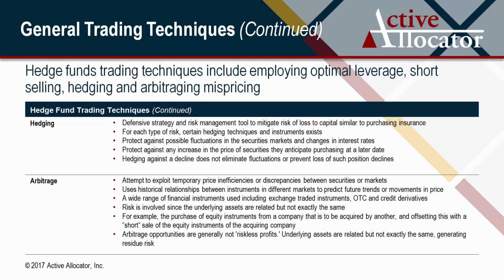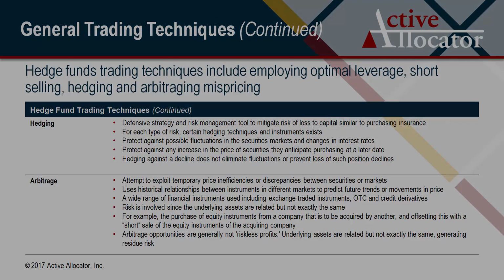Hedging is essentially a defensive strategy to mitigate the risk of loss to capital. Think about it as purchasing insurance against the likelihood of an unfavorable event. Depending on the type of risk exposure created by the investment strategy, different types of risk can be hedged. For example, currency risk, interest rate risk, market risk, company risk. Active Allocator helps you create non-directional and market-neutral exposure that hedge your portfolio.